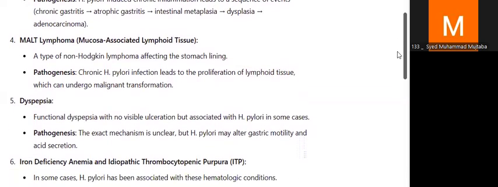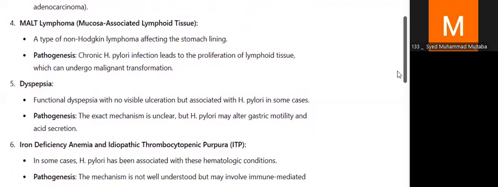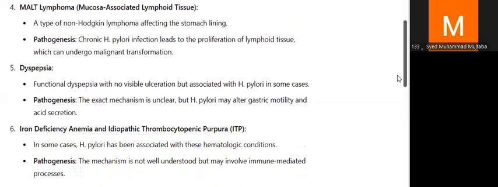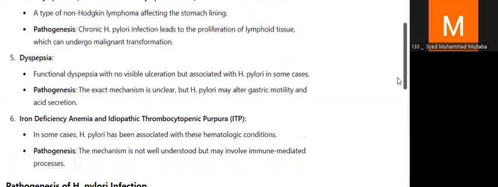Now, another complication is MALT lymphoma. It is also known as a lymphoma of mucosa-associated lymphoid tissue, and it is a type of non-Hodgkin lymphoma. Non-Hodgkin lymphomas are usually B cell lymphomas. So MALT lymphoma is a cancer which arises due to H. pylori.